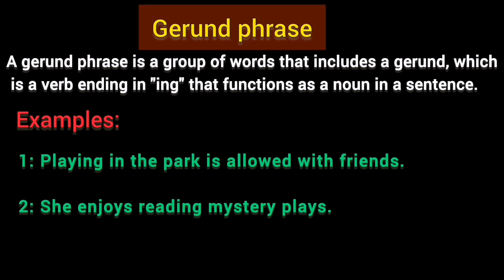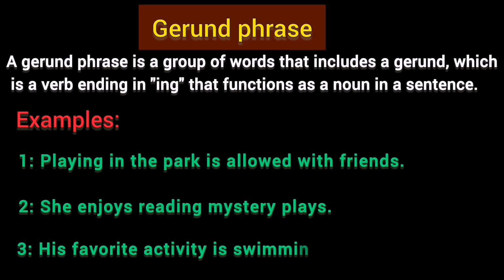She enjoys reading mystery plays. Observe this example. Here in this sentence, reading mystery plays is a gerund phrase. And it is also called a verbal phrase. The reason is simple, it starts with a verb and it has some associated words, and another point is, this group of words functions as a single part of speech. Simply, it plays the role of a noun and here in this sentence it is the object.